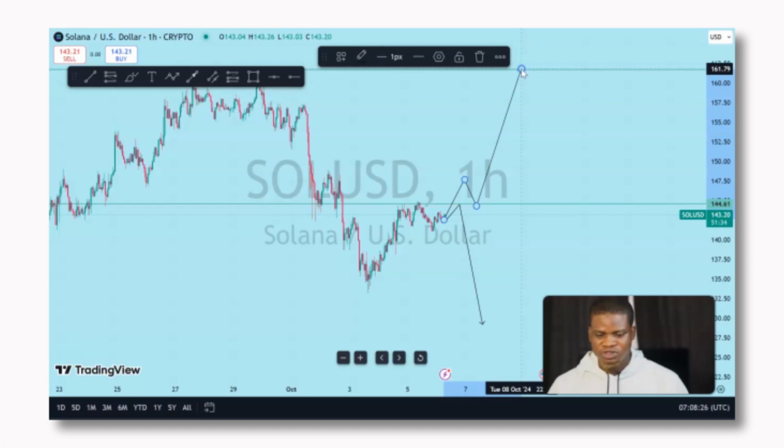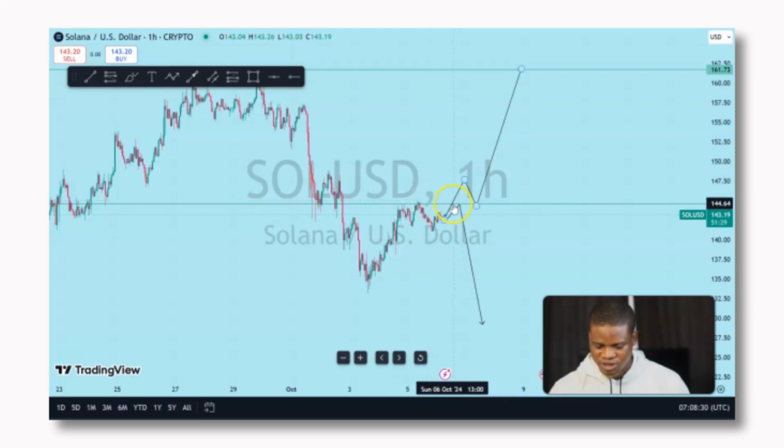But what determines the scenario that happens is whatever happens at this area of resistance. So it could hold as a resistance or it could break and the resistance will turn to a support. So that is how to look at the market. This is how to look at the market, and that is how to analyze the market. So let's look at one more example.